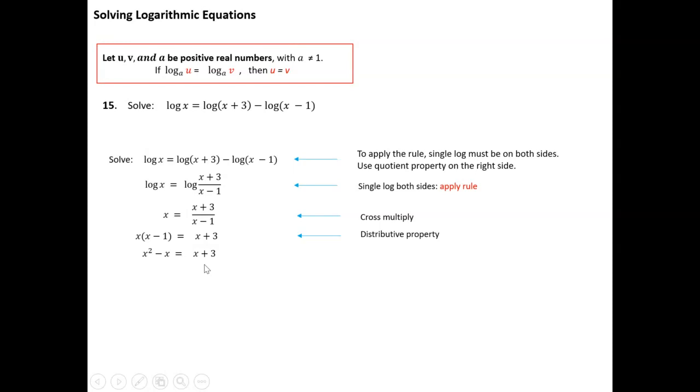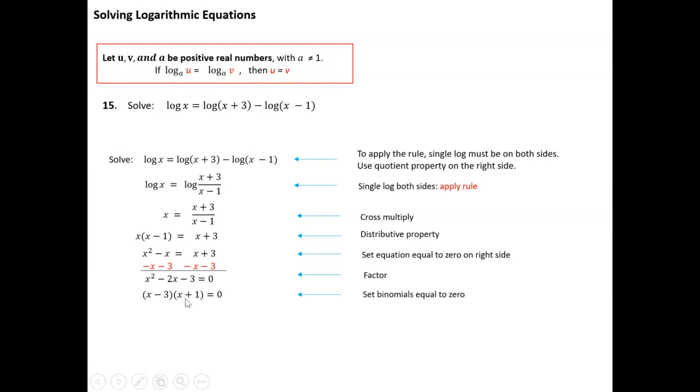Now since we have x squared, we have to let it equal 0 on the right side. So we're going to subtract x and 3 on both sides. You see, x minus x gives us 0, and 3 minus 3 gives us 0 on the right side. On the left side, we have x squared, and we can combine negative x minus x, which gives us negative 2x. So it gives us x squared minus 2x minus 3 equals 0. Now you have to factor. This gives us (x minus 3)(x plus 1) equals 0.